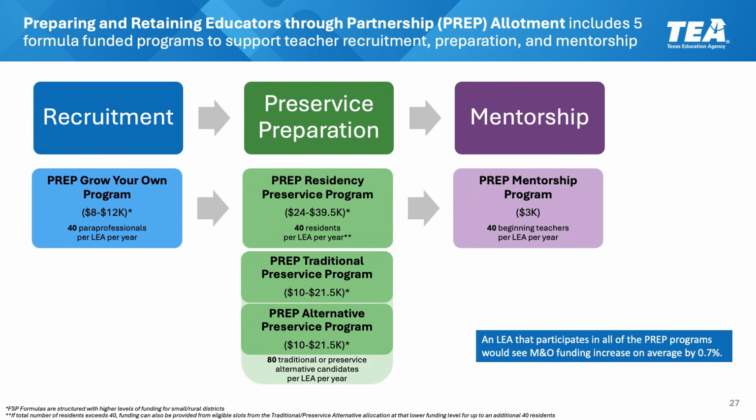I will note that the traditional pre-service program and the alternative pre-service program take effect in the 27-28 school year. Lastly, the PREP Mentorship Program provides districts interested in implementing high-quality new teacher mentorship programs with funds to provide up to $1,000 to mentor teachers, to train those mentor teachers, and to provide release time to those teachers to support their aspiring teachers. Again, the top row that you see here is available starting in the 26-27 school year, and the traditional pre-service and alternative pre-service programs available in 27-28.